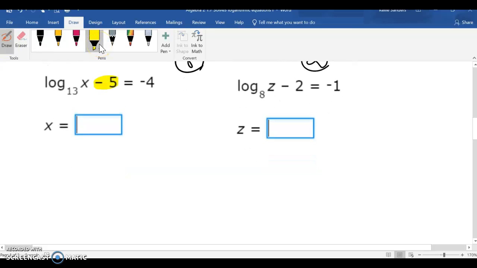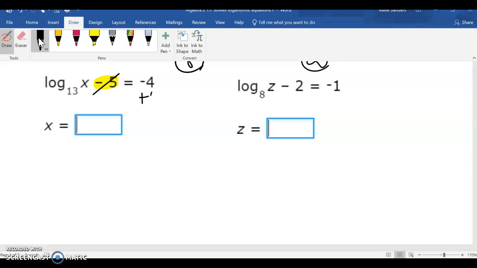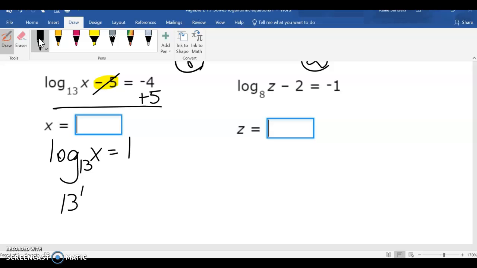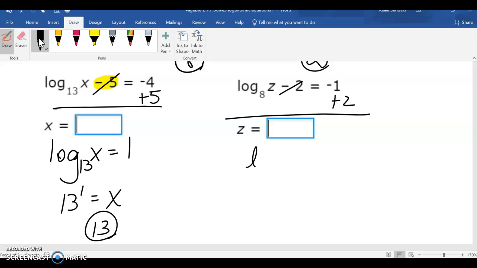This 5 is not with the x, so before we begin to solve, we have to move the 5 over. And we get log base 13 of x equals 1. And now it's just one number, so 13 to the 1 equals x, and 13 to the 1 is 13. We have to move the 2 over. So log base 8 of z equals 1. So 8 to the 1 equals z. So 8.